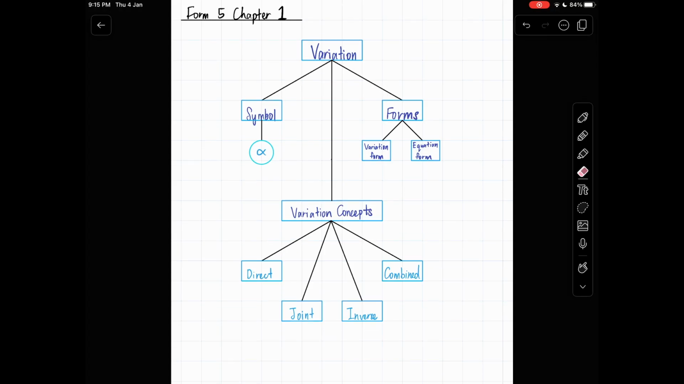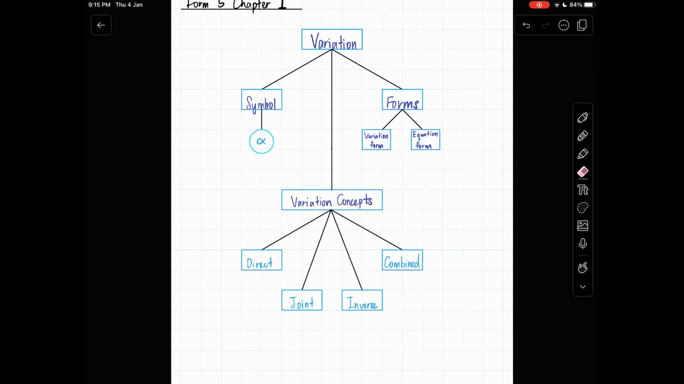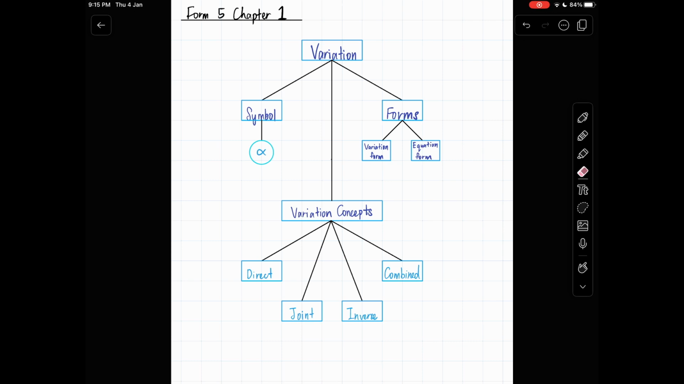So in the previous video, we took a look at the symbol, the forms, and two of the variation concepts, which are direct and joint. In this video, we will be covering inverse and combined. Before going any further, let's take a quick recap to refresh your memory.